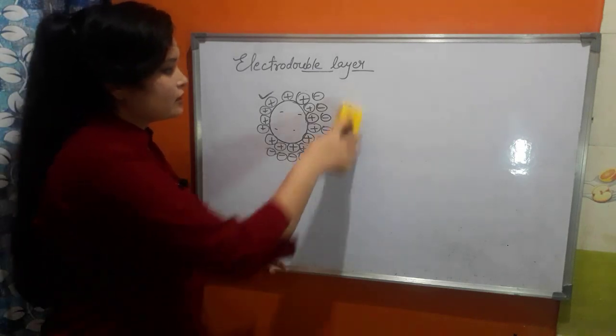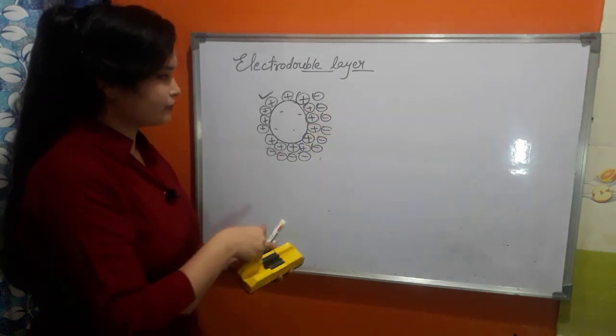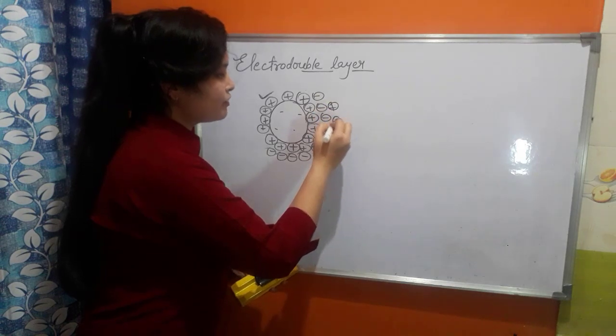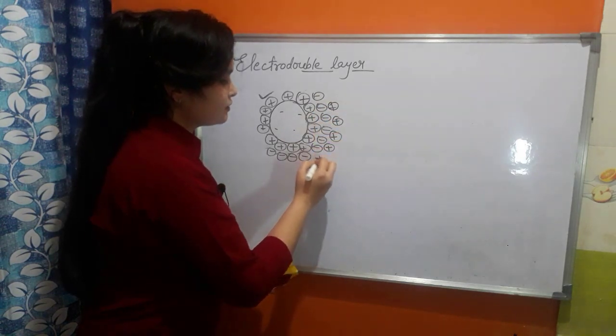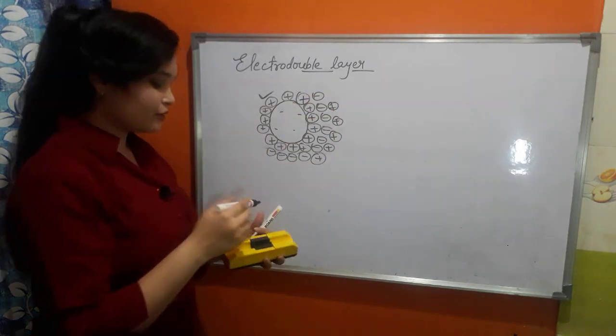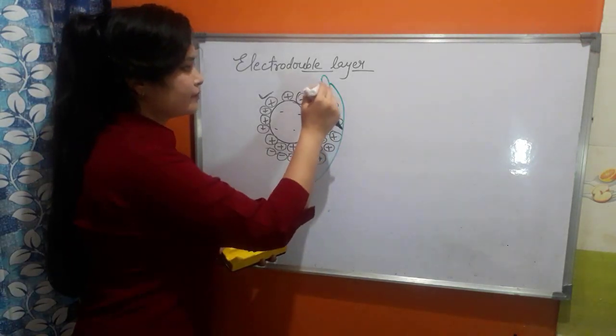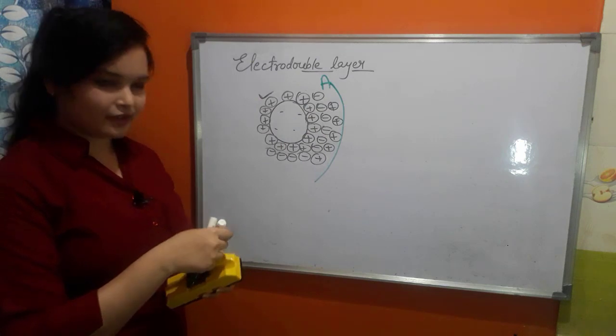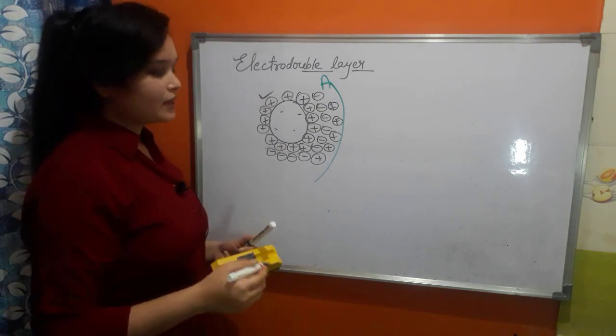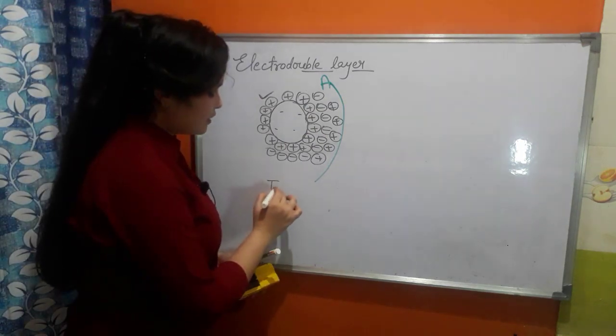You see some kind of layer forming here. Let's name this layer A. Also, it can be named as tightly bound layer.